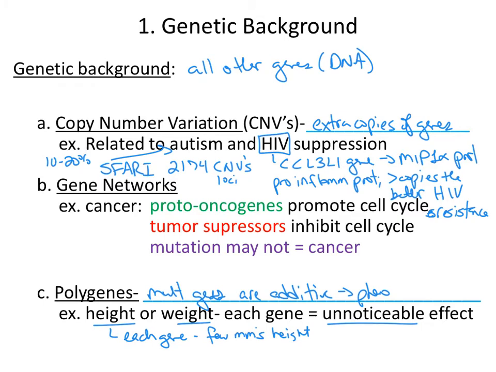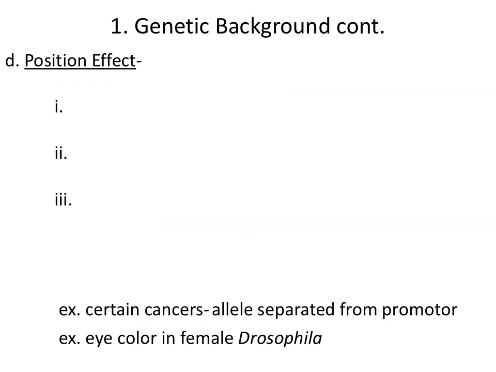Okay. So moving on to the 4th example of genetic background and how genetic background can affect expression of other genes, and that is position effect. Okay, which basically means where a gene is located matters. All right, so position effect is change in expression, okay, of a gene due to a change in the genome position.